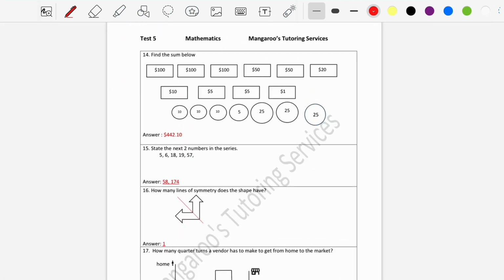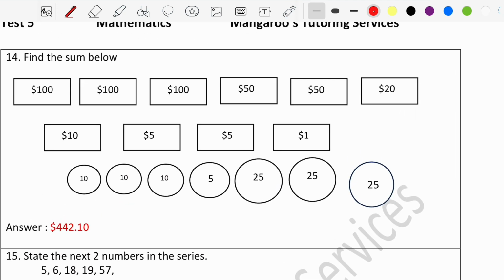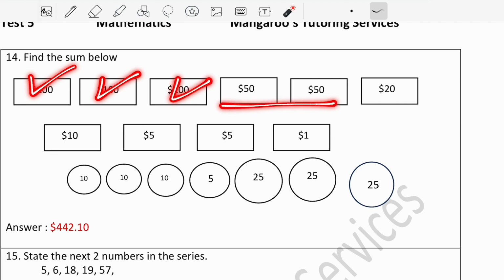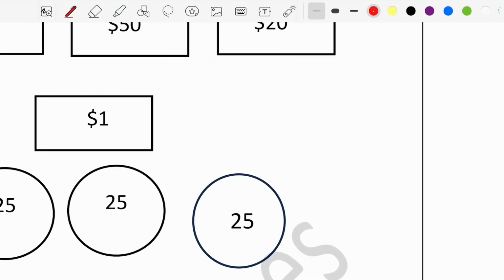Number 14. Find the sum below. So 100, 200, 300, 420, 430, 440, 441. So we can put that here, $441.